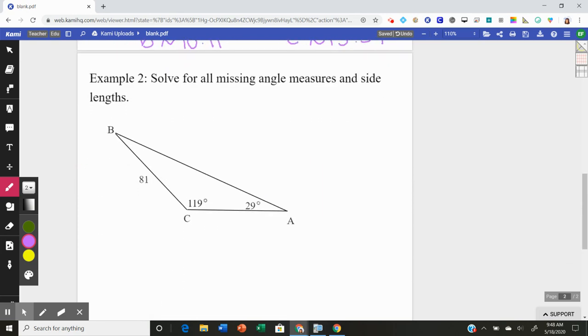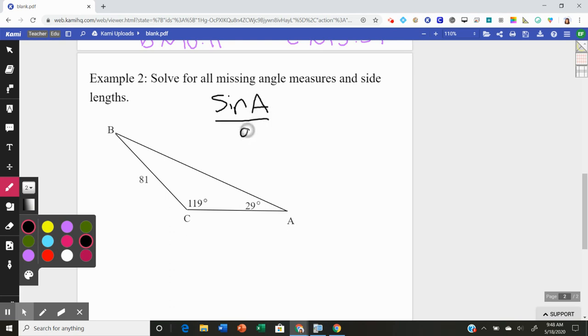Let's take a minute here. Let's look down at the second example. Again, we want to solve for all missing side lengths and angle measures. If you want to pause the video now and try this one on your own, go right ahead. Keep in mind we have our law of sine. I can write that up at the top for you if you need to reference it. It's going to be sine of A over A equals sine of B over B, which is equal to sine of angle C over C.